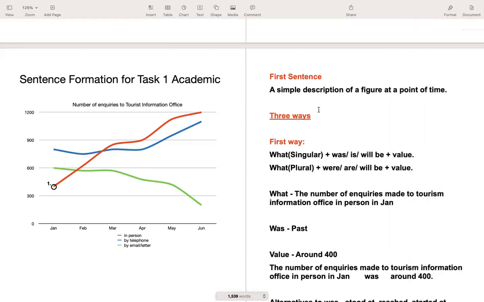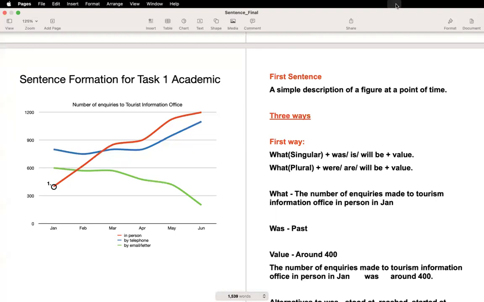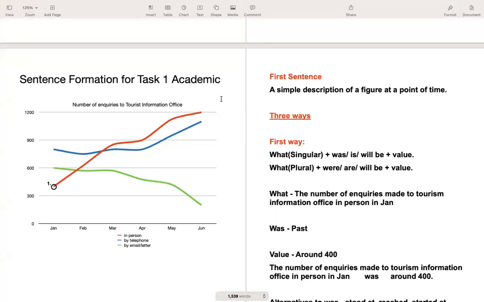A simple description of a figure at a point of time. So basically, this video will teach you how to form sentences for writing task 1 for the line graph, pie chart, table, column graph, and mixed graphs. Processes and maps have been handled in separate classes, but these sentences will help you in those two.